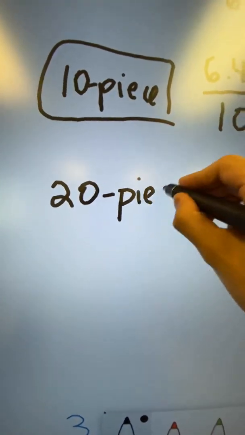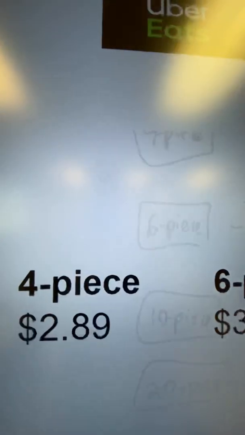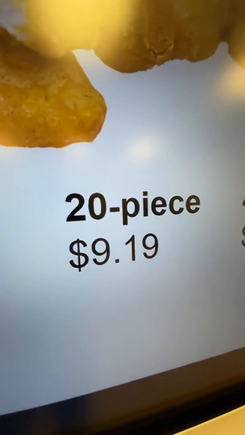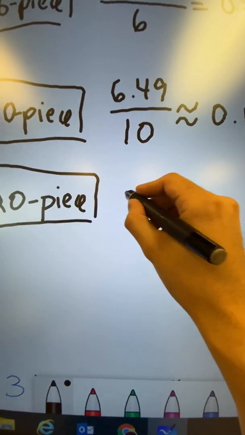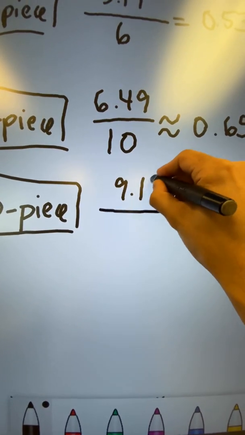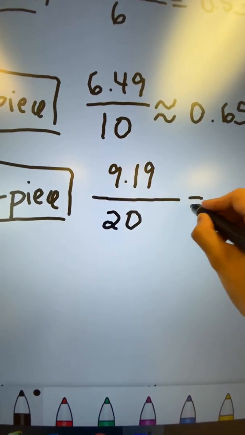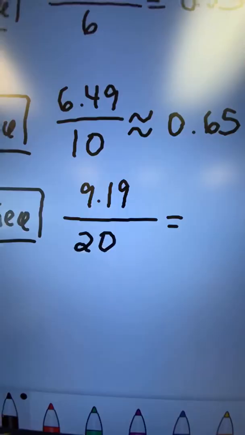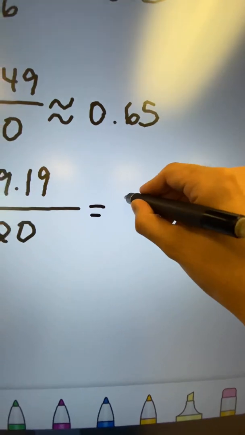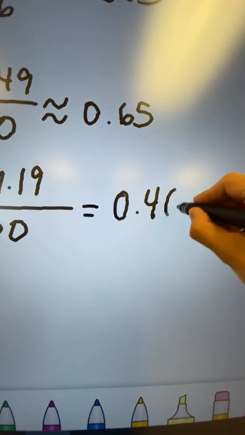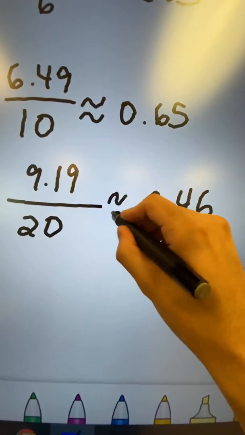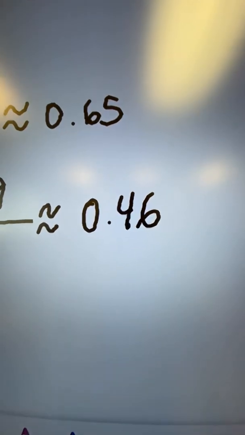So 20-piece nuggets. If I go back, the 20-piece was $9.19. So I do cost per nugget. $9.19 for 20 pieces. So cost per nugget is cost divided by the number of nuggets. And when I divide this one out, I'm going to get 0.46 cents. And I believe I rounded this one too. These were pre-calculated. So yeah, we got about 46 cents there.